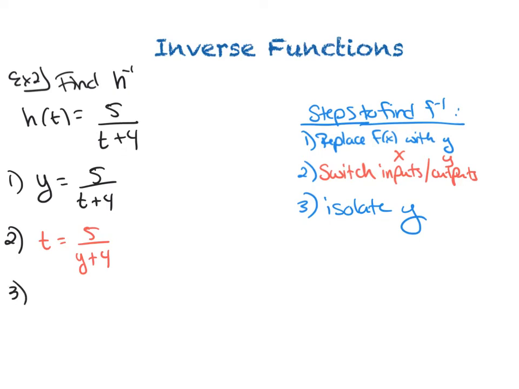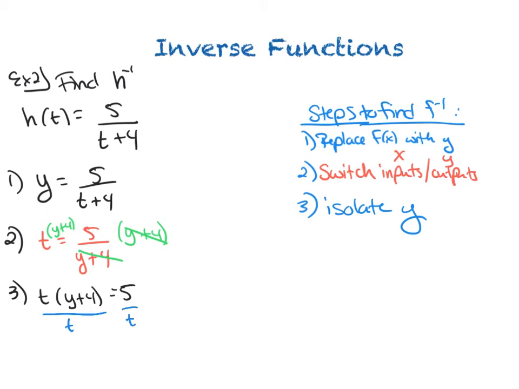Okay, now the hardest part, isolating the new y. So let's multiply both sides by our denominator to clear the fraction. So y plus 4 will cancel with the y plus 4. So I have t times y plus 4 is equal to 5. Now remember our goal. Our goal is to isolate y. Well, instead of distributing the t through, which would be perfectly acceptable, it's a lot quicker to divide both sides by t.